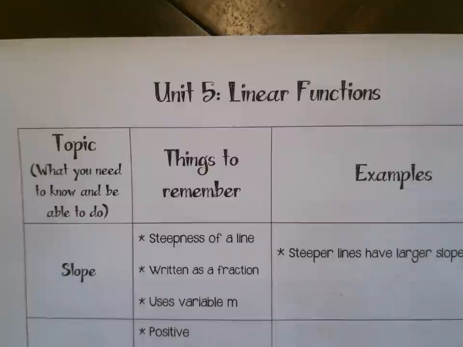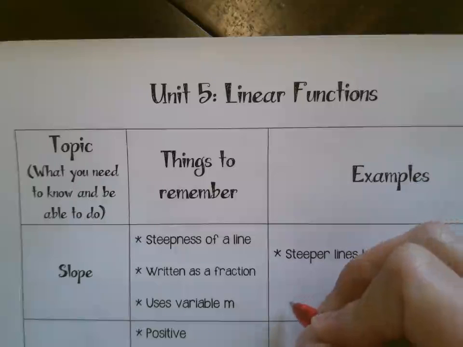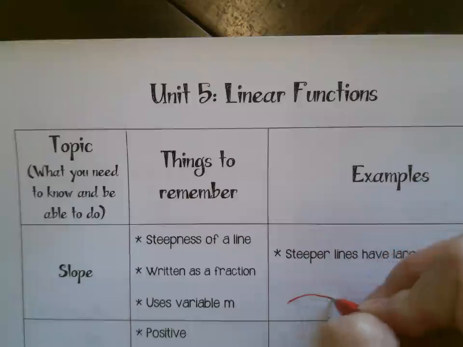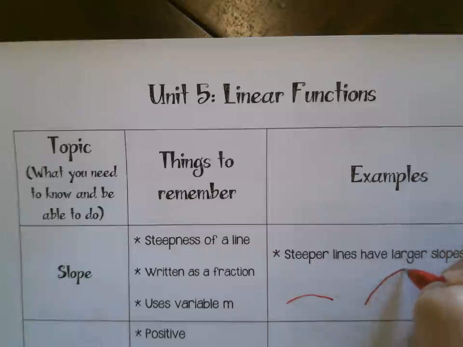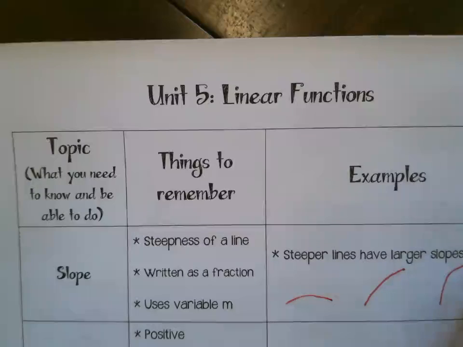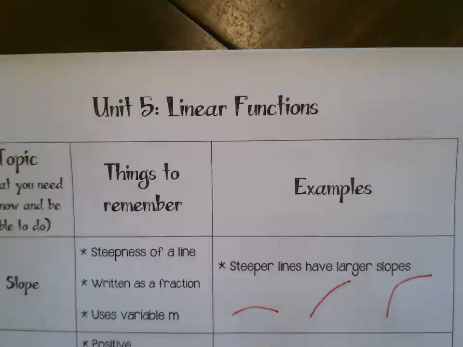And slope is talking about the steepness of a line. I don't know if you've ever been skiing, but if you have, you know that there are different types of slopes. So some ski slopes are easier than others, and then some are crazy difficult. And that all depends on how steep the slope is.